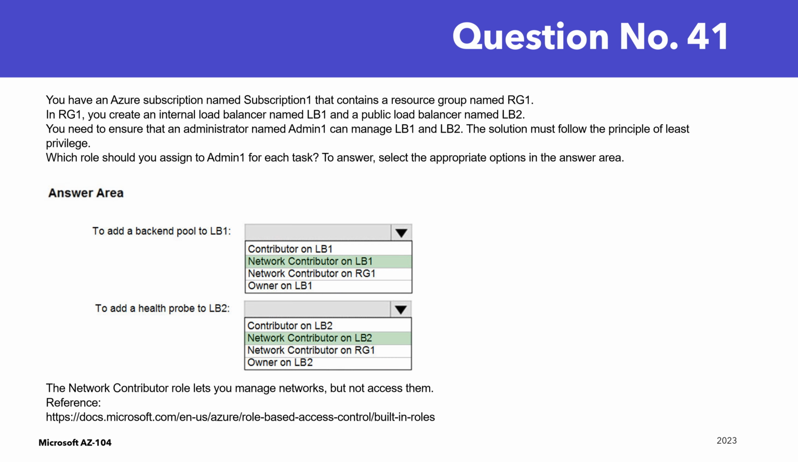Correct answer. 1. To add a backend pool to LB1. Network Contributor on LB1. 2. To add a health probe to LB2. Network Contributor on LB2.